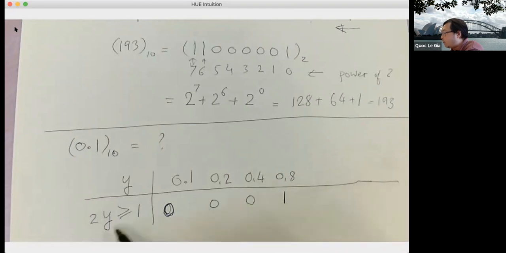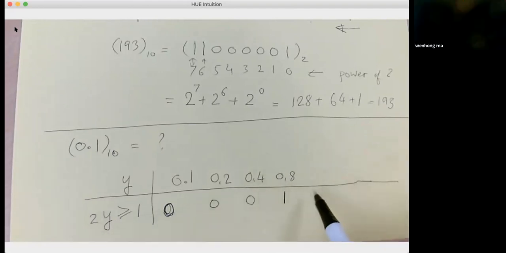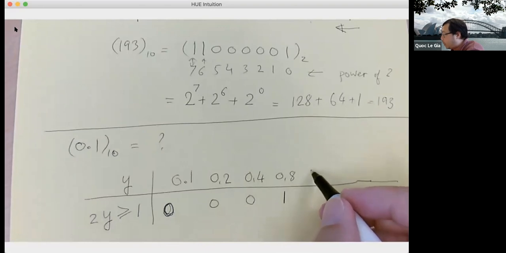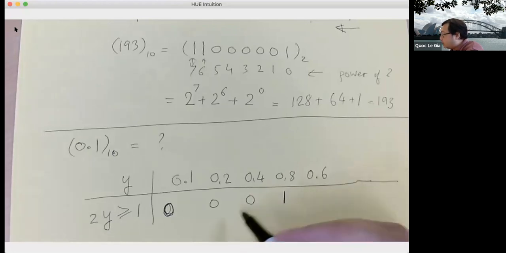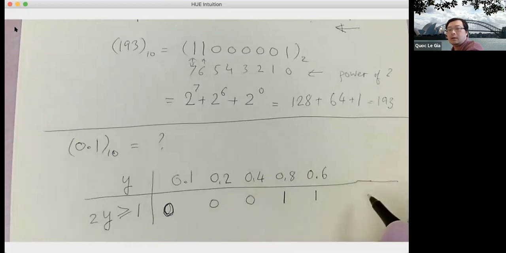Now 1.6 is beyond 1, so you have to take it modulo 1. You take off 1, so it's 0.6 here. Now with 0.6, you multiply by 2 and get 1.2, which is greater than 1. So put in 1 here. Then you take away 1, so you get 0.2. Then 0.2, you multiply by 2, you get 0.4.